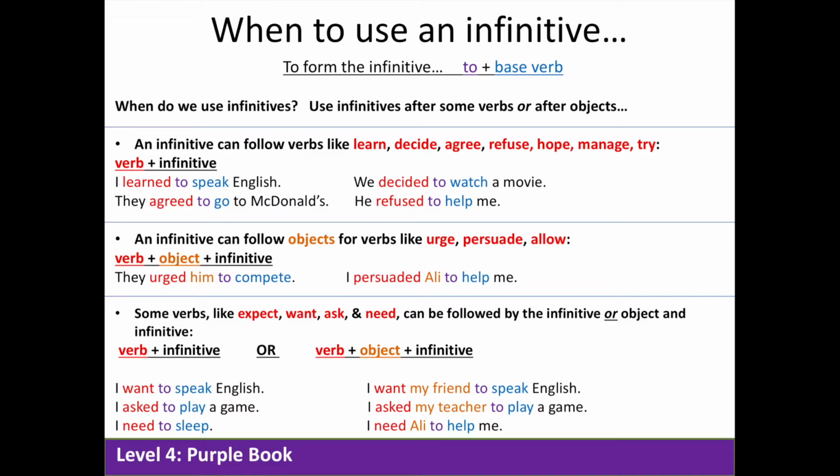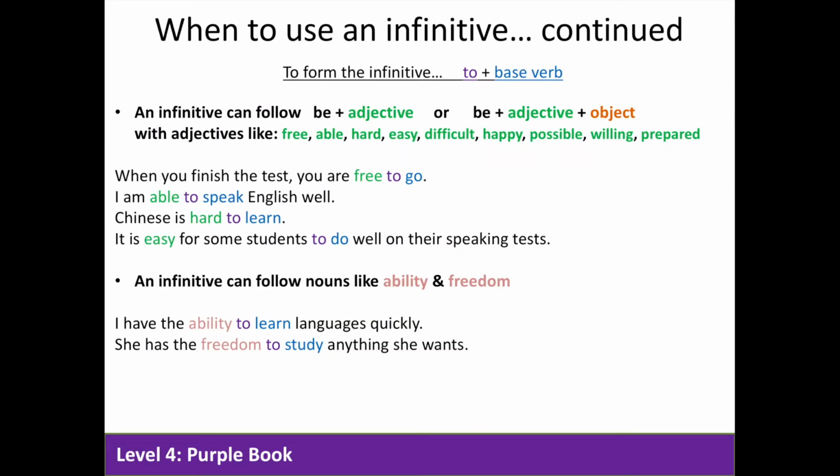Take a moment and pause the video. Practice writing a few sentences using the infinitive. Again, a few more things to keep in mind about infinitives. An infinitive can follow the be plus adjective or be plus adjective and object, when we have adjectives like free, able, hard, easy, difficult, happy, possible, willing, and prepared.